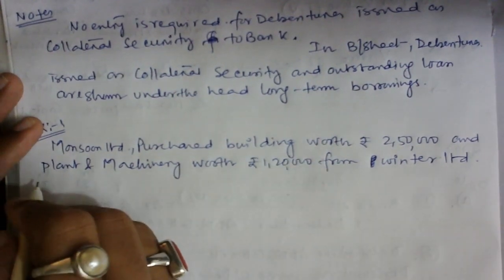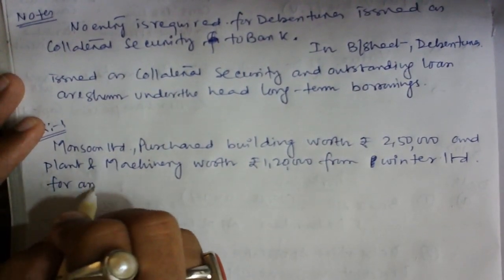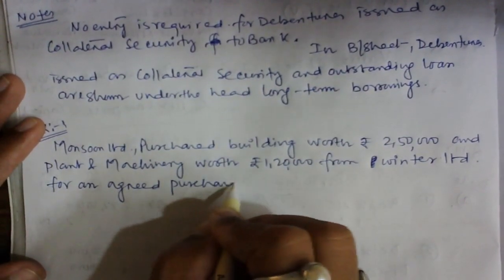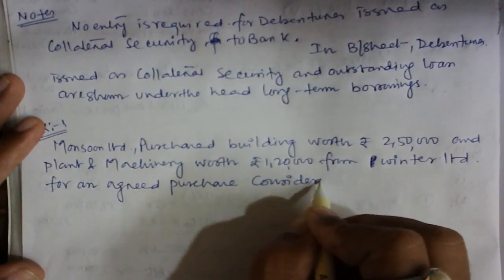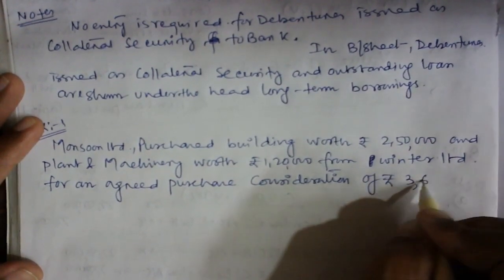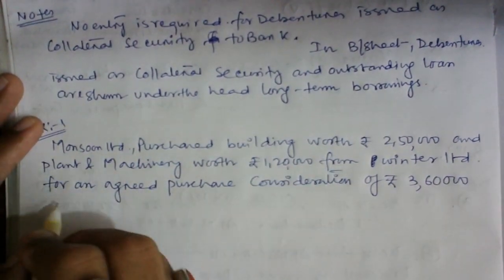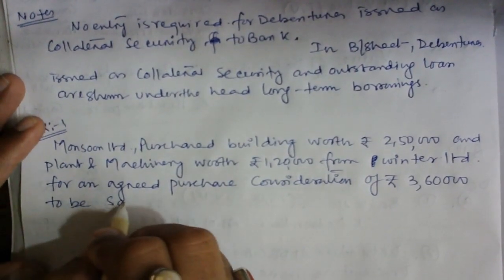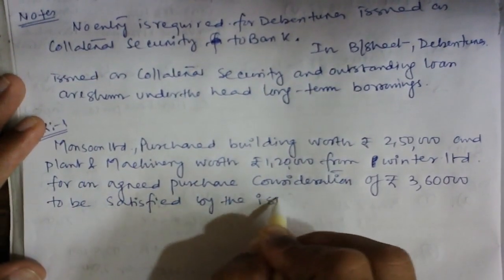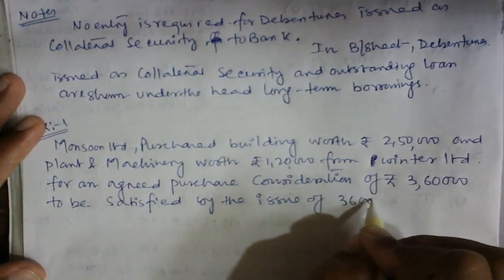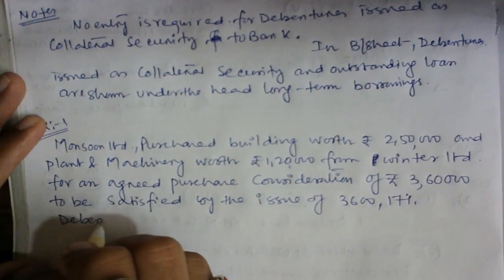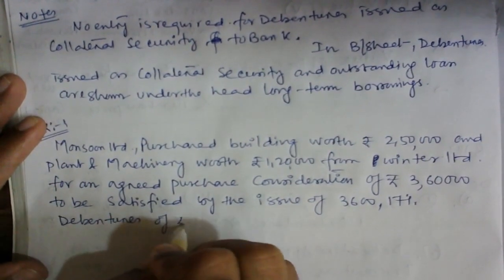Okay, from Winter Limited for an agreed purchase consideration of rupees 3,60,000 to be satisfied by the issue of 3,600 17% debentures of rupees 100 each.